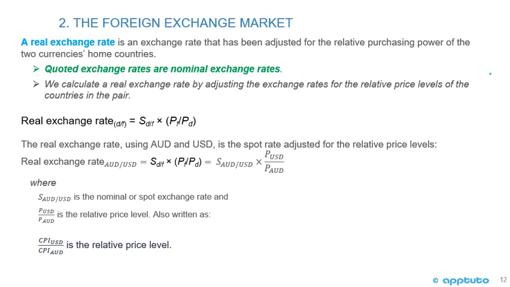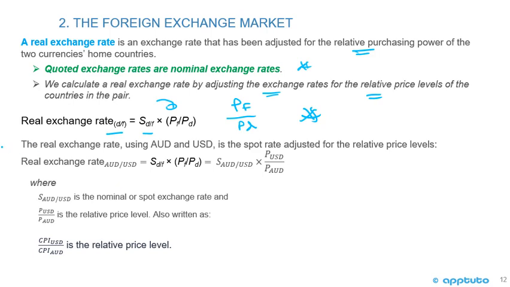So now we're spending a bit more time on what the real exchange rate is. And the real exchange rate is an exchange rate that has been adjusted for the relative purchasing power of the two currencies' home countries. So again, I just put here in green that quoted exchange rates are nominal exchange rates. And we calculate real exchange rates by adjusting the exchange rates for the relative price levels of the countries in the pair. So you can see here the real exchange rate, D over F, equals the spot, D over F, times, you've got to be careful here, the price of the foreign over the price of the domestic. Okay, so that's a formula you absolutely have to memorize.